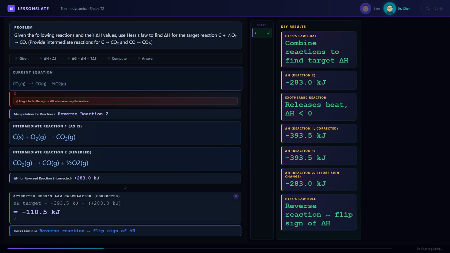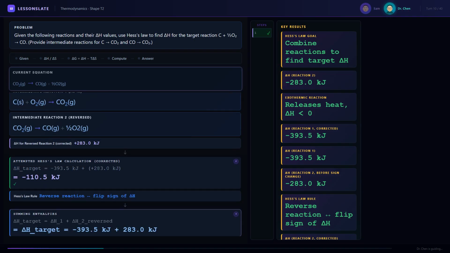That's exactly right, Sam. Reversing a reaction means you must reverse the sign of its delta H. So, for the reversed reaction, carbon dioxide gas yields carbon monoxide gas plus 1/2 molecule of oxygen gas, the delta H becomes plus 283.0 kilojoules. Now, you have the correct delta H values for both reactions in their manipulated forms. What do you get when you add negative 393.5 kilojoules and plus 283.0 kilojoules together?